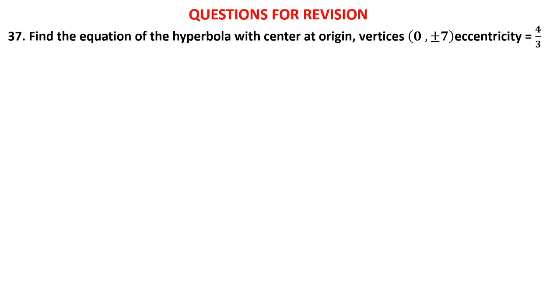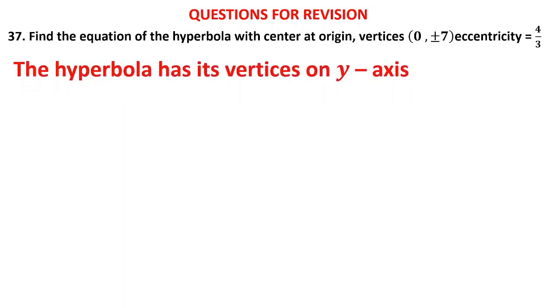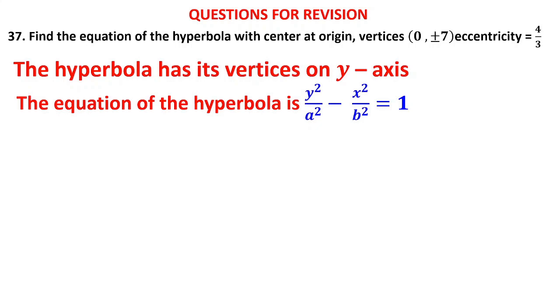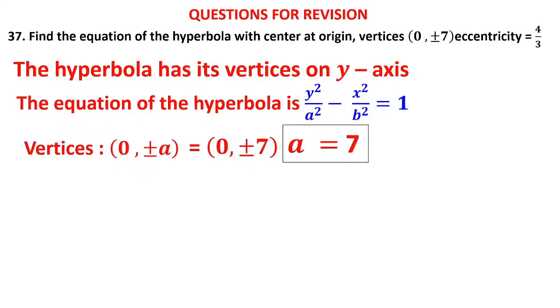Find the equation of the hyperbola with center at origin, vertices 0, plus or minus 7 and eccentricity 4 by 3. What type of hyperbola is it? It is having its vertices on the y-axis. Therefore, the equation will be y square by a square minus x square by b square is equal to 1. What is given now? Vertices given. It is 0, plus or minus a. Therefore, a is equal to 7.